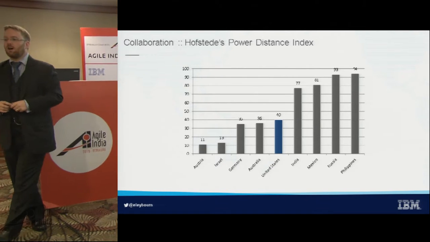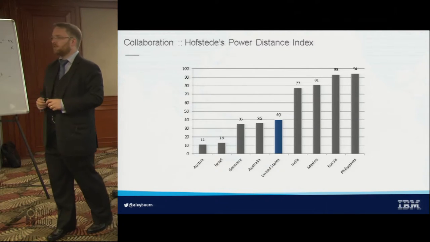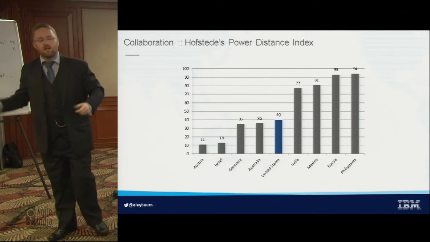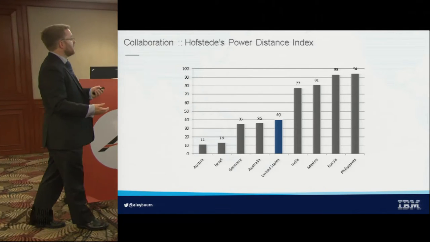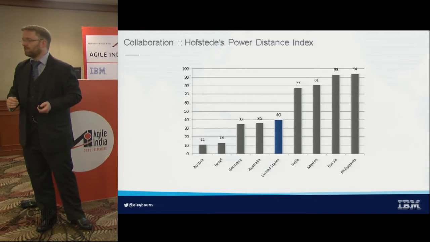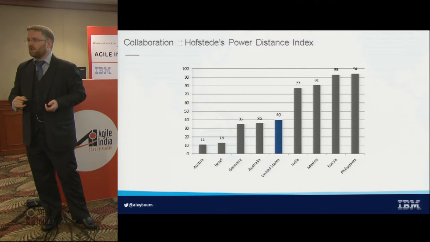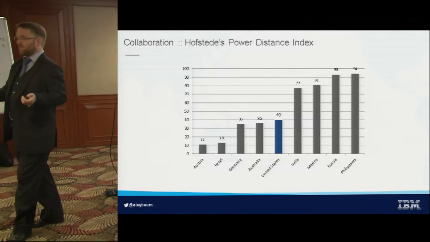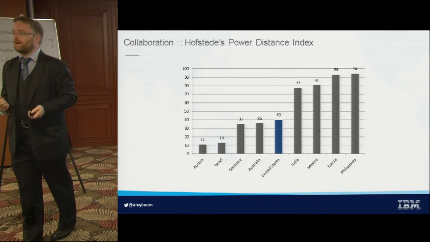India has a very high power distance index. India perceives the distance between a manager and their subordinates as being very large. Australia and the United States are a bit below 50. We're congenial to our bosses. We'll make jokes with them. We'll insult them to their faces in a friendly sort of way.